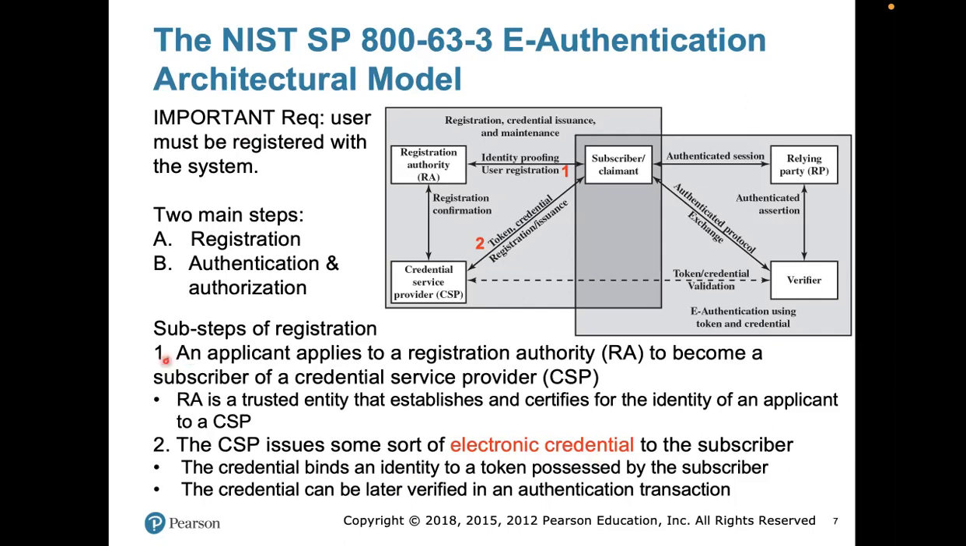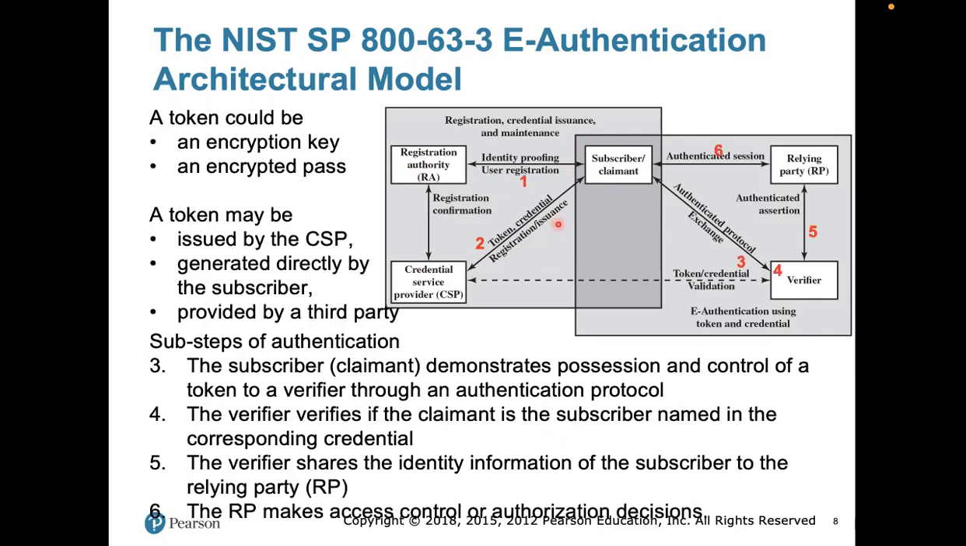So here is step one. The applicant starts here in this figure. You see the applicant starts with step one and gets connected to the RA, and the RA verifies that information and shares it with the CSP. And in step two, the CSP asks for the token and those identity information, and then issues the credentials.